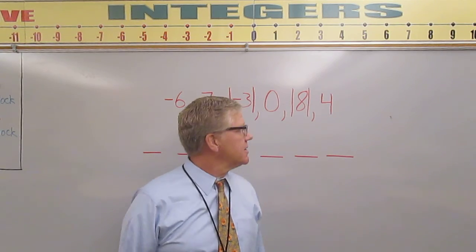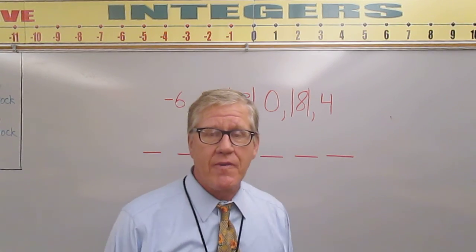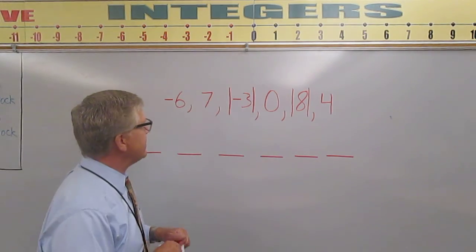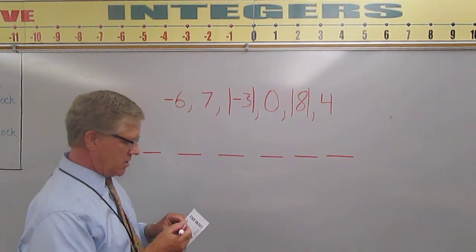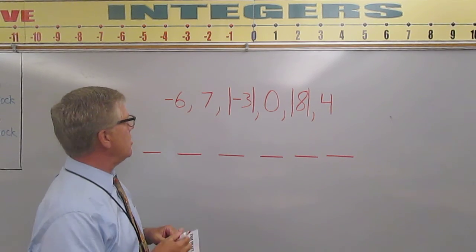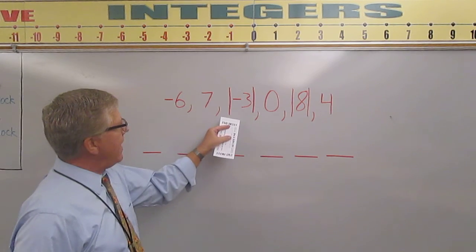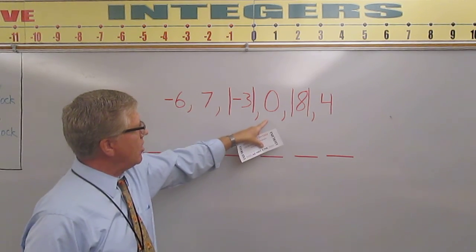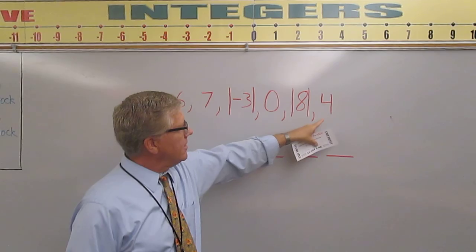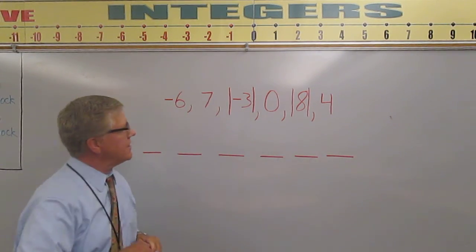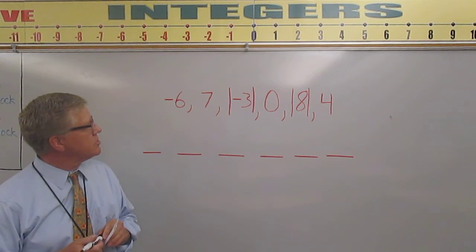So let's look at this. Let's put these in order. We know that absolute value is always going to be positive. So if we look at this, we're going to put these in order from least to greatest. So let's see, we have -6, 7, absolute value of -3, 0, the absolute value of 8, and just 4, the number 4. So let's think about it. We have 6 different numbers.